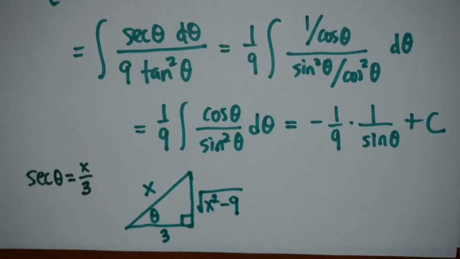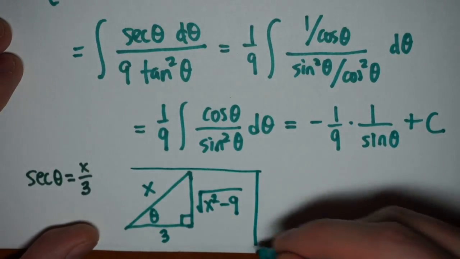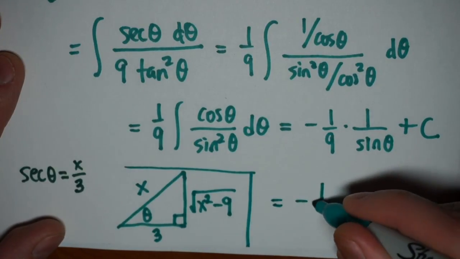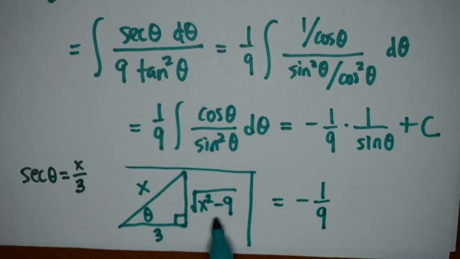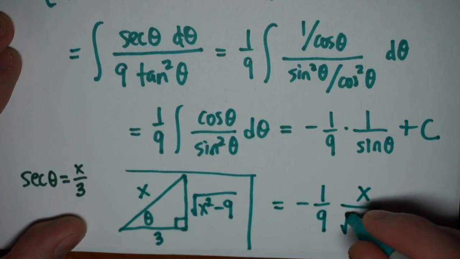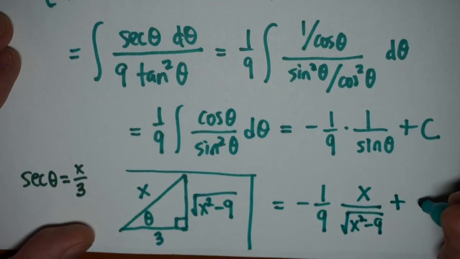And so if I want to find out what 1 over sine of theta is, I can do this just from the sides of the triangle. This is going to give me negative 1/9. Sine of theta will be the square root of x squared minus 9 over x, so 1 over it will be the reciprocal, x over the square root of x squared minus 9, plus the constant C.